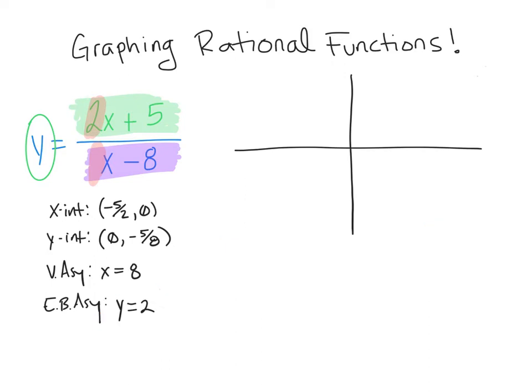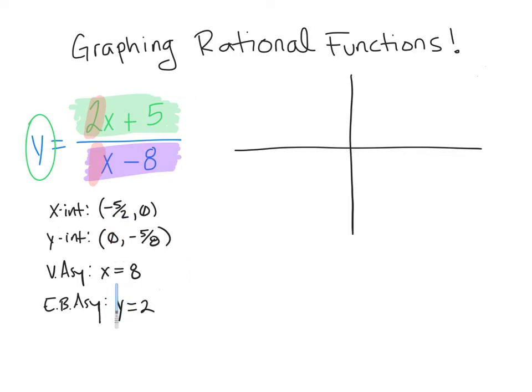Okay, so here we have a graph. We have all of our delightful information over here. So what we're going to do is start putting in what we can. Let's start with the x-intercepts. We only have one x-intercept, and it is right there at negative 5/2.